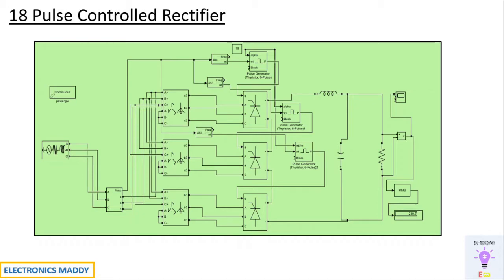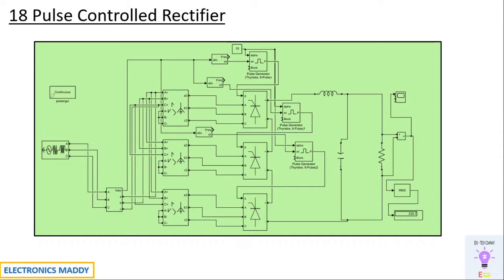I did get a lot of requests with respect to the 12 pulse control rectifier video that I made. People wanted to know how a 24 pulse control rectifier can be built, or 36. So I just want to go step by step. Let us simulate the 18 pulse control rectifier in this video, and in my upcoming videos I'll be showing how to simulate the rest of them as well.